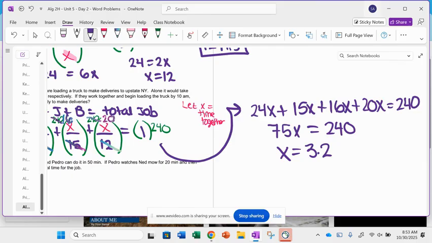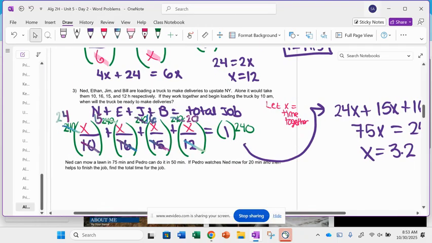What does this 3.2 represent? Ariana? Good. So it would take them 3.2 hours to load the truck if they were working together. Did I ask how many hours will it take them to load the truck? No, go back. When will the truck be ready to make deliveries if they started at 10 a.m.? So what do I want? Yeah, I want a time.